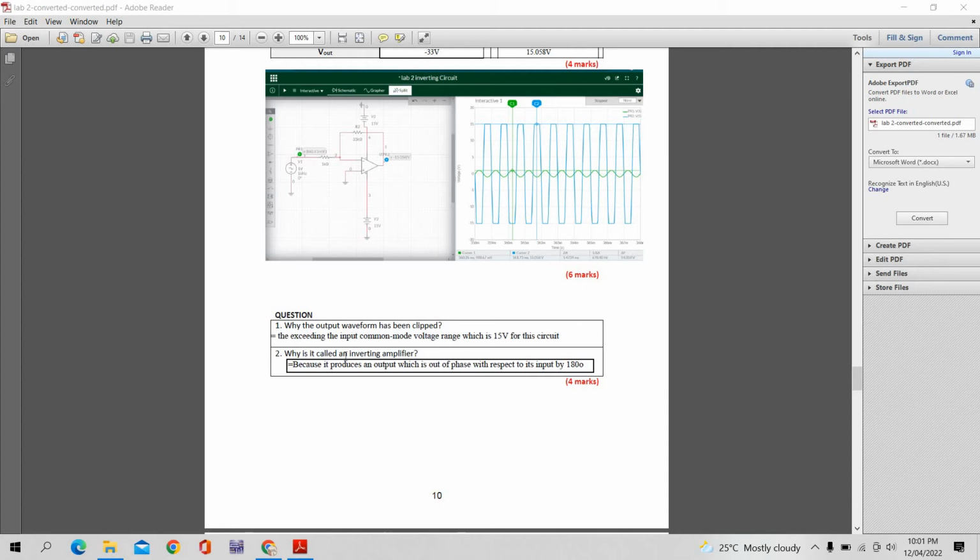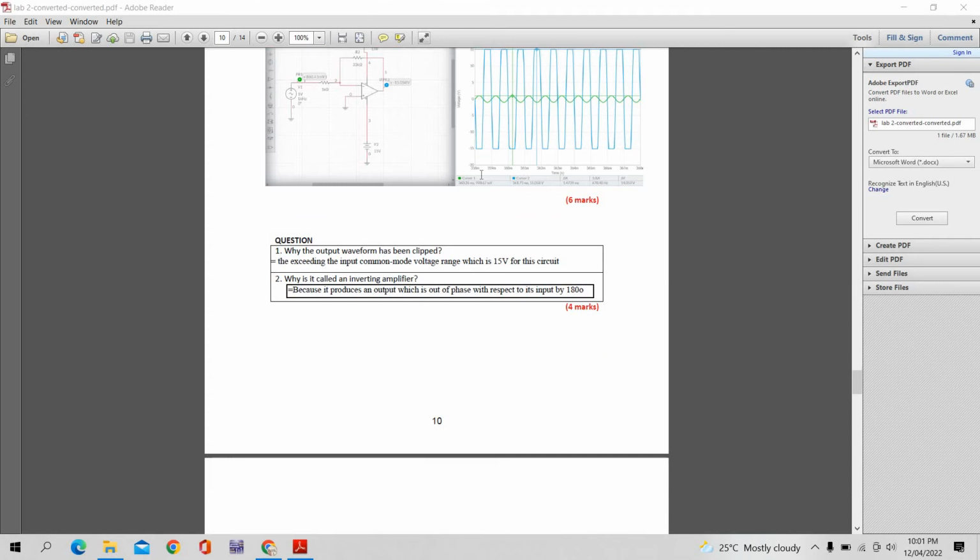Why is it called an inverting amplifier? It's called an inverting amplifier because it produces an output which is out of phase with respect to its input by 180 degrees. So here we can see the difference between the phases of the input and output signal. It's totally opposite, so it's an inverting circuit.